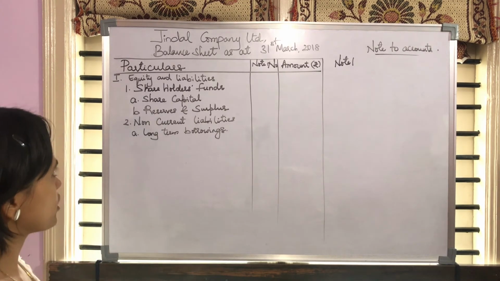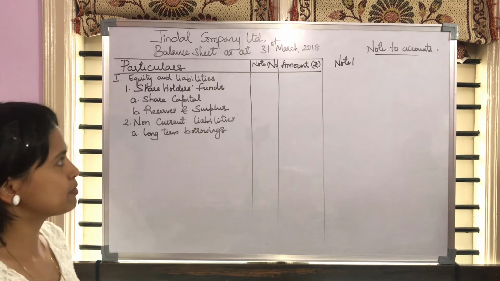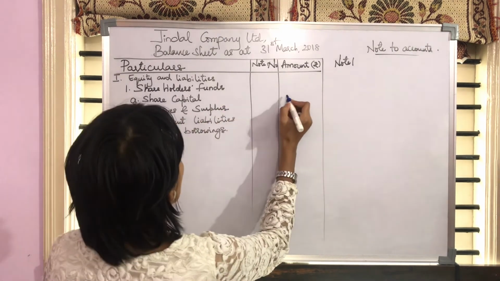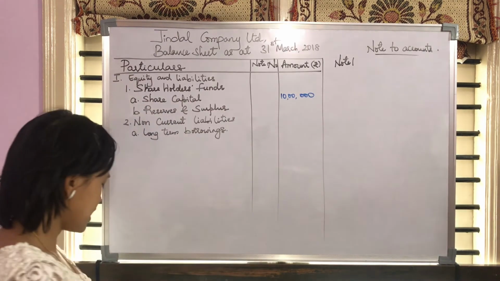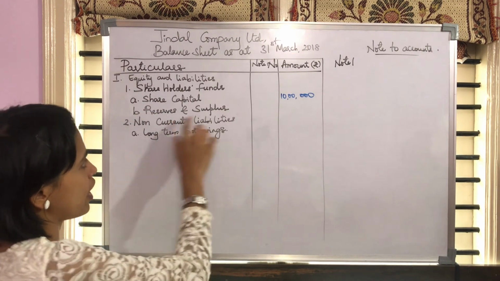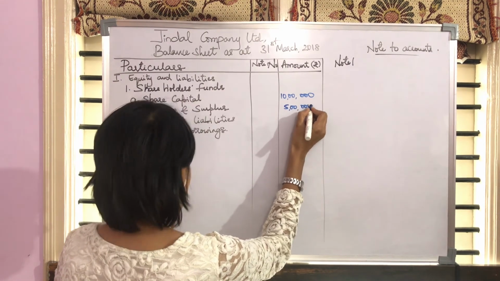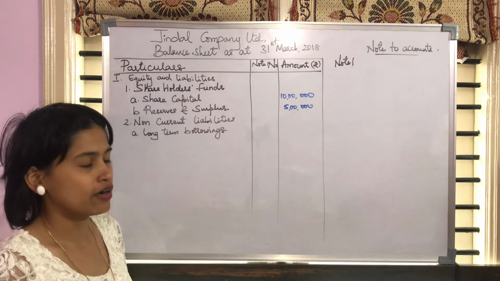So, well students, first and foremost, as per my question, I have share capital. So I will write the amount directly under share capital, which is rupees 10 lakhs. The next item is reserves and surplus. Under reserves and surplus, I will write 5 lakh. Then is 10% debentures, rupees 5 lakh.